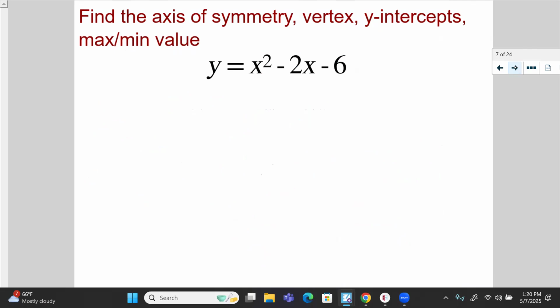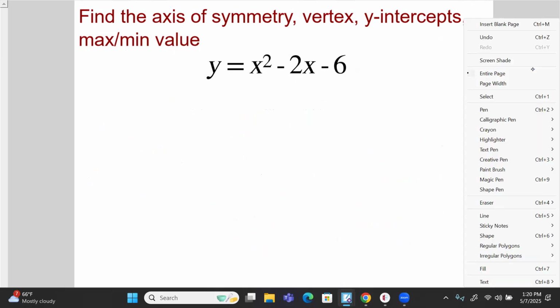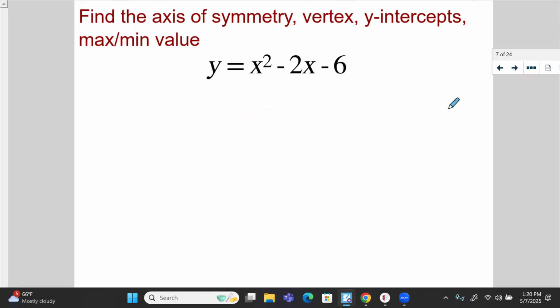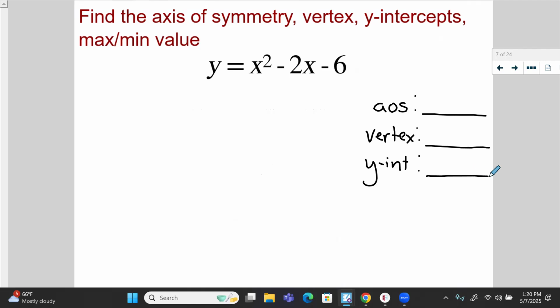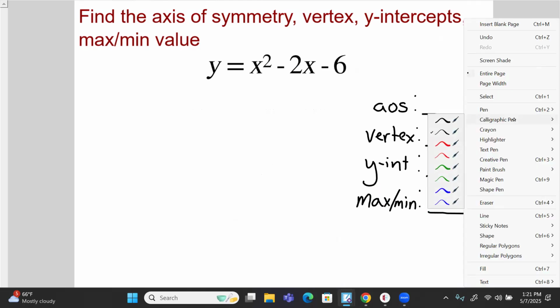Let's do another one. All right, and this time I'm going to write out here real quick. I'm going to write AOS because this is how you'll have it set up on your practice. I'm going to write out my vertex right here. I'm going to write my y-intercept right here. And then I'm going to write my max/min value. We'll write that right there. Okay, so this is how it will be on your practice.